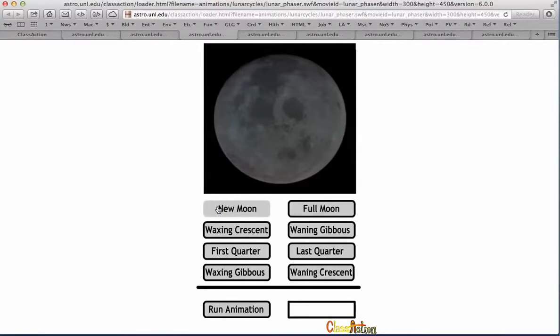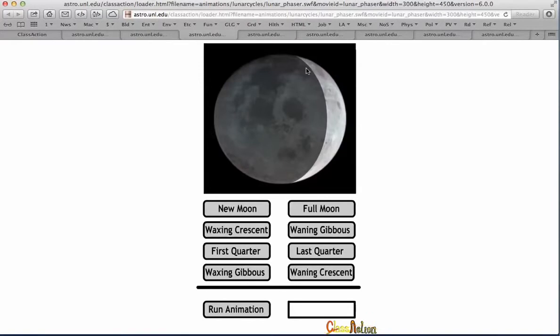Let's make sure you know these things. The new moon is when the moon is between the earth and the sun, but it's above the plane of the earth and the sun. You really can't see it in the daytime. Go out and look for it. Don't stare at the sun, that's bad.